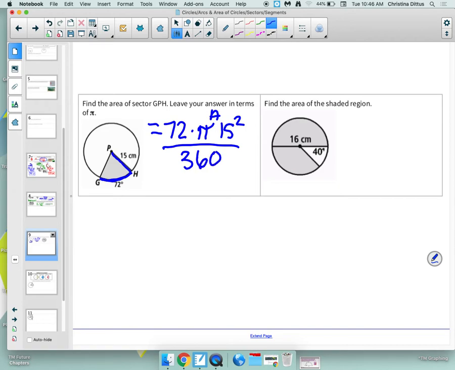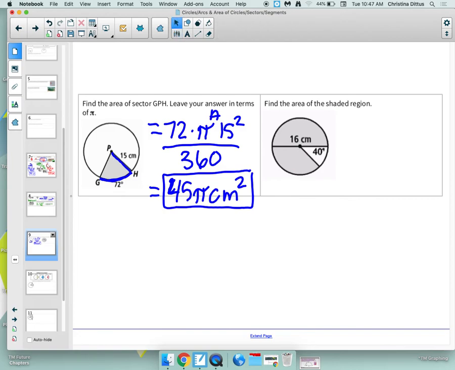Throw it in your calculator, 15 squared times 72. Don't multiply by the pi though, so we're leaving it in terms of pi. And then divide by 360 gives me 45 pi centimeters squared. Again, we're talking about area, so we gotta square our units.